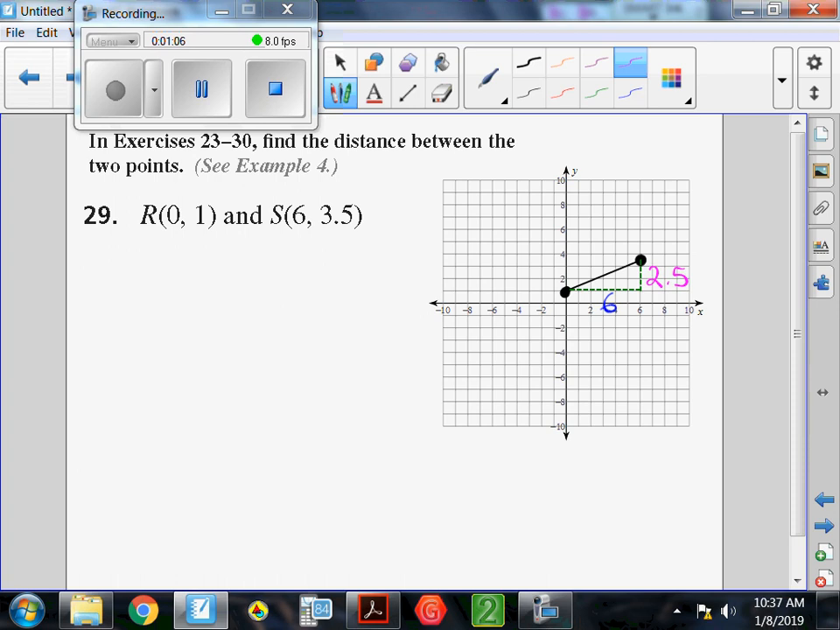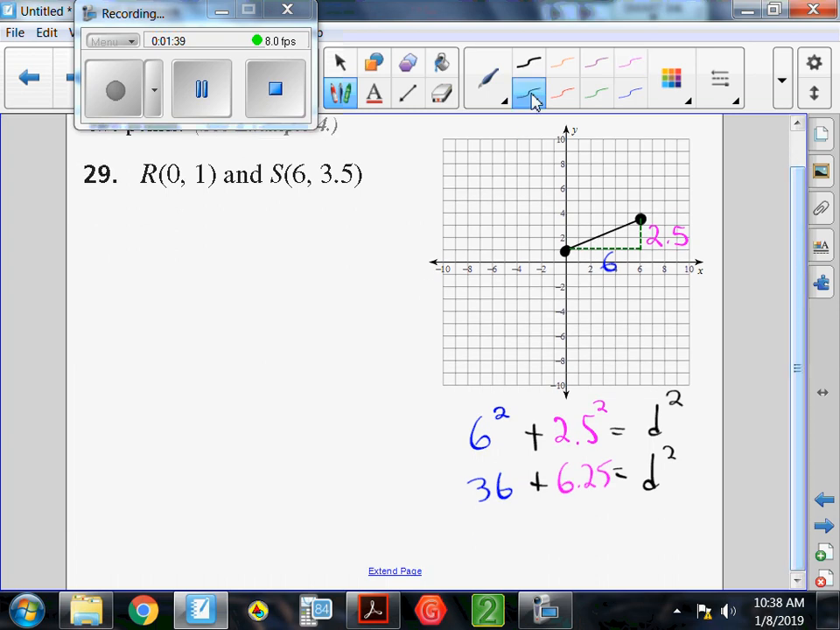And then I can use the Pythagorean theorem to find my distance. So 6 squared plus 2.5 squared is going to equal my distance squared. 6 squared is 36. 2.5 squared is 6.25. 36 plus 6.25 is 42.25.